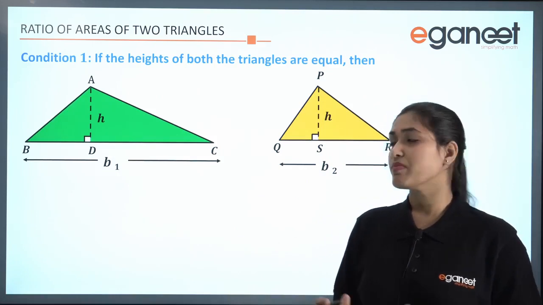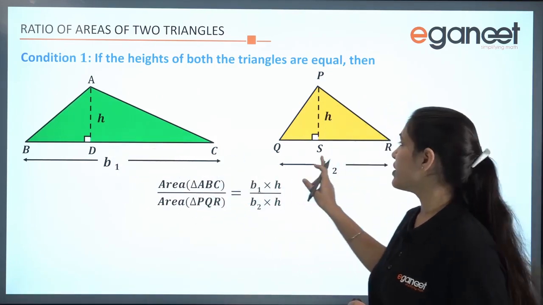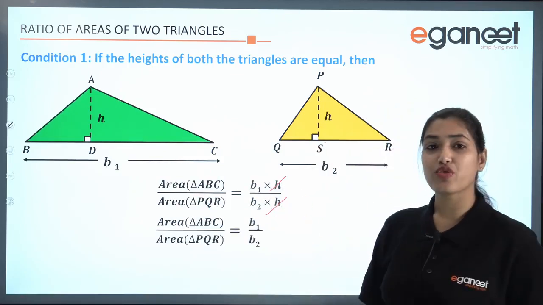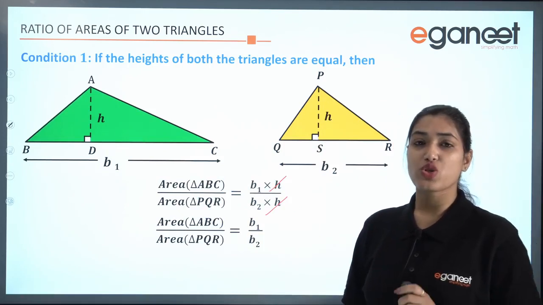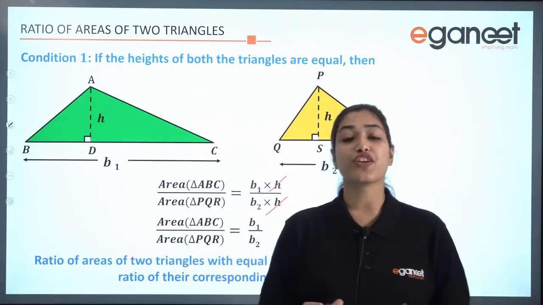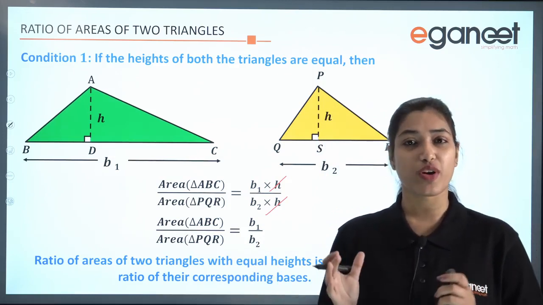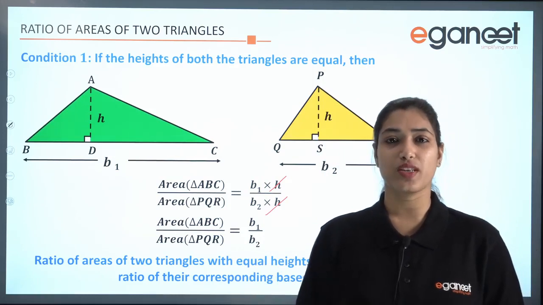Yes, it is very simple. It will be equal to B1 into H upon B2 into H, where we can cancel out H and H and we are left with the ratio of corresponding bases on the RHS. So, what we can say from here? That the ratio of areas of two triangles is equal to the ratio of corresponding bases when the heights of the two triangles are equal.